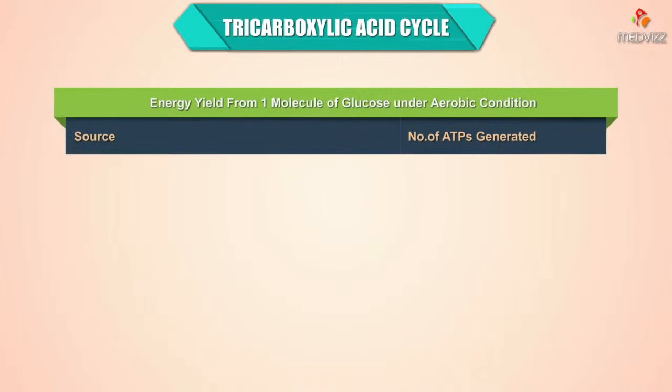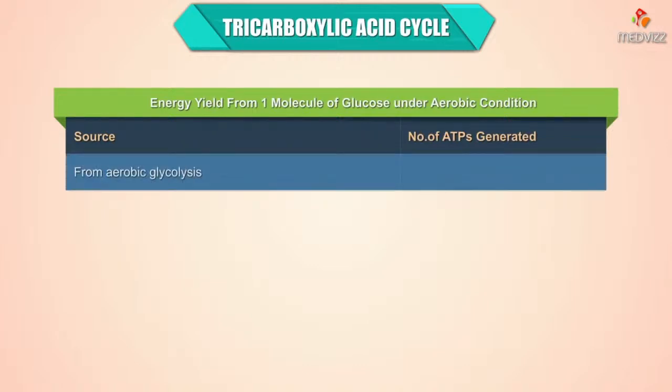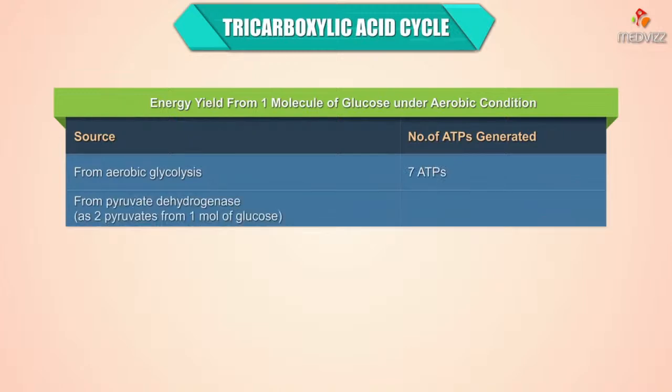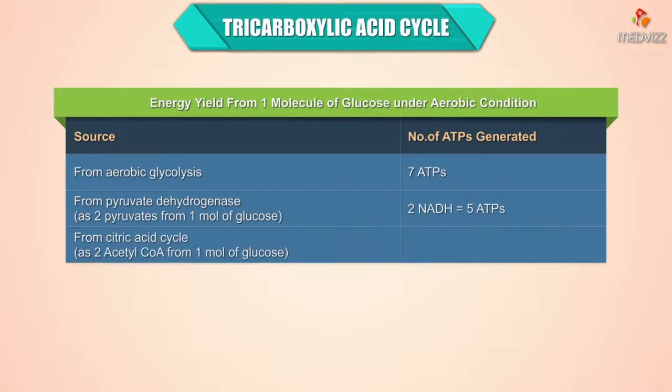Energy yield from one molecule of glucose under aerobic condition. From aerobic glycolysis, there are 7 ATPs generated. From pyruvate dehydrogenase, as 2 pyruvates come from one molecule of glucose, the number of ATPs generated is 2 NADH, which is equal to 5 ATPs. From the TCA cycle, as 2 acetyl coenzyme A come from one molecule of glucose, the number of ATPs generated is 2 times 10, which is 20 ATPs.